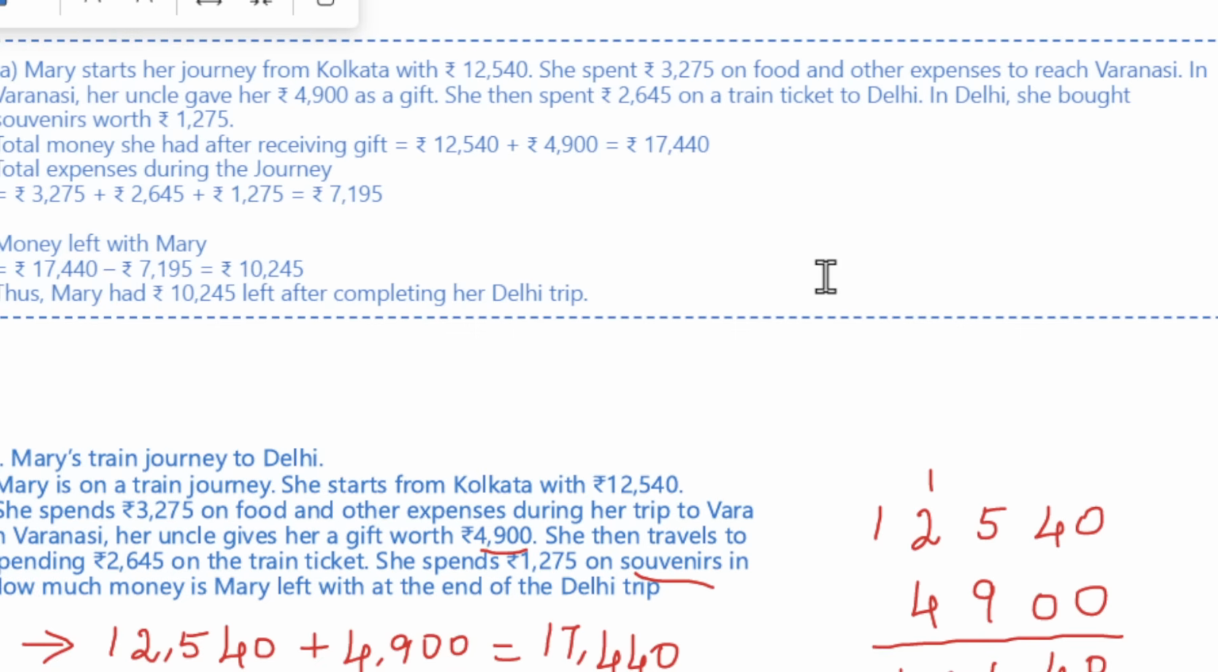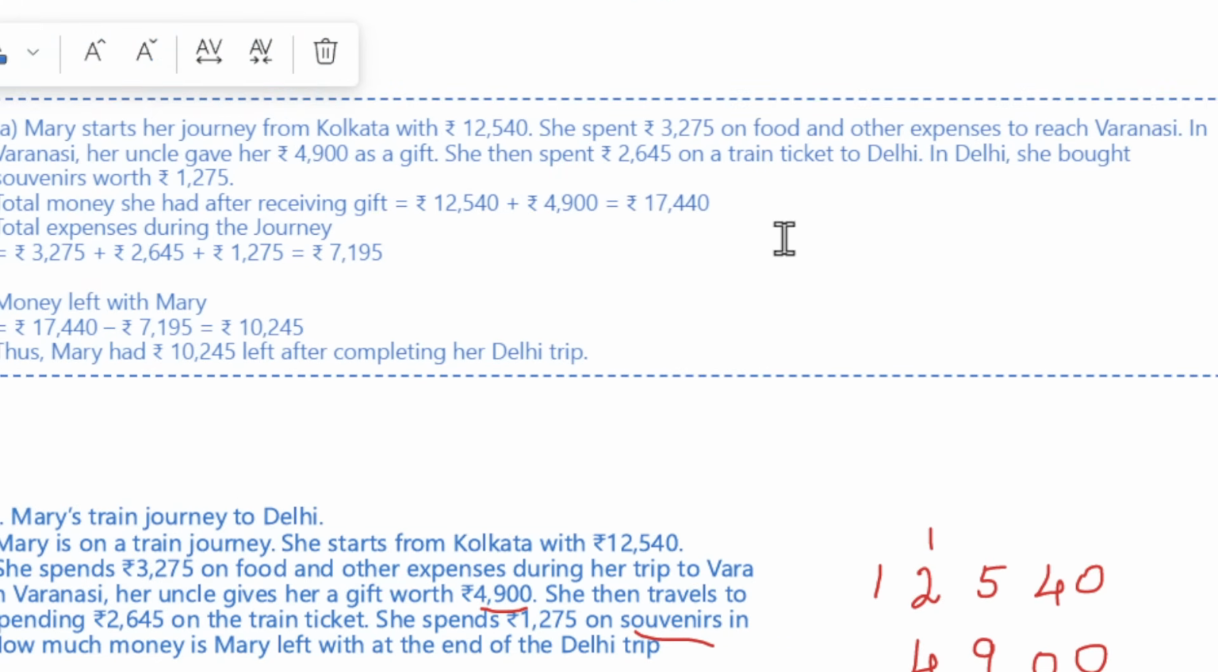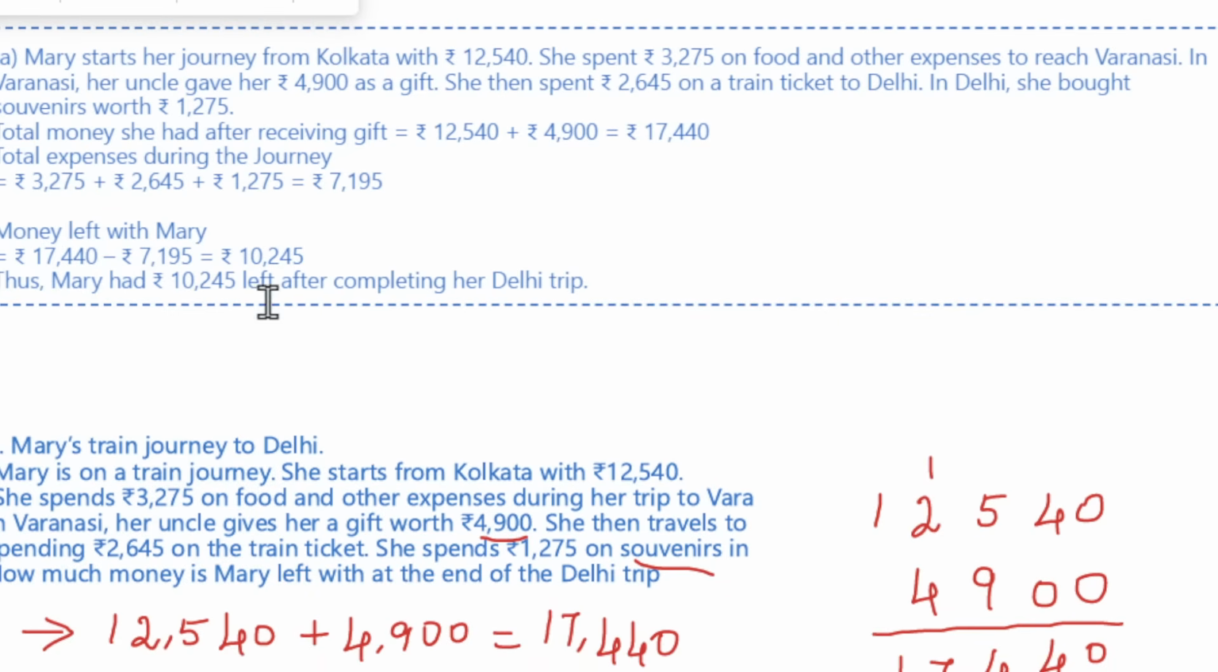You have to mention the total money she had after receiving the gift. You have to add 12,540 plus 4,900. Divide the page a little and use your scale to make a rough column. There you show all the subtraction, addition, everything, but on the right hand side write all the statements neatly. Then total expenses during the journey, you add everything and show, and money left with Mary. Thus Mary had 10,245 left after completing her Delhi trip. Okay, next question.